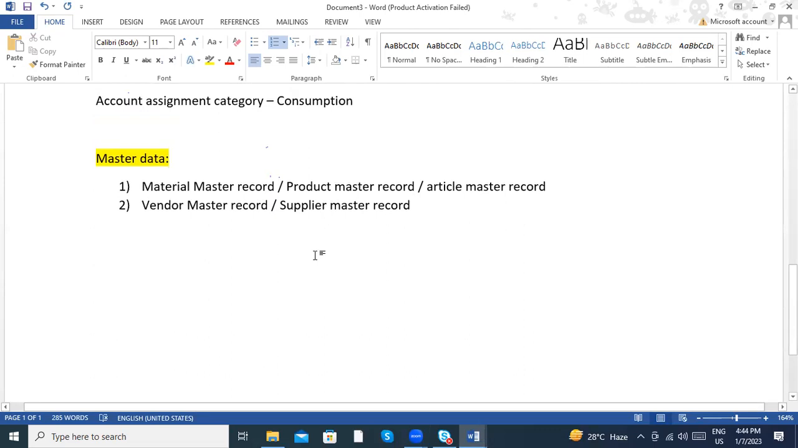I have so many products, right? So I am maintaining a list of all the vendors who are my suppliers. Tomorrow if I search for who my suppliers are, I can get that information. So in the vendor master record, what will happen?